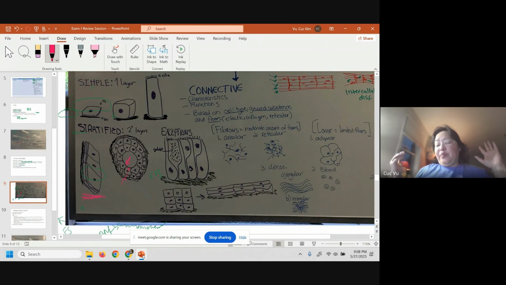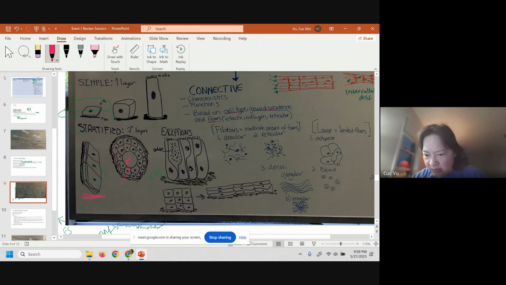So that's epithelium. Make sure you watch it, because in the video I also go through the pseudostratified columnar epithelium, transitional, and so on. For connective tissue, same thing: make sure you know characteristics and function. All connective tissue has some type of cell type, ground substance, and fibers, and between these three, that's what identifies them. So here's areolar, here's reticular, here's dense, and loose includes adipose and blood.